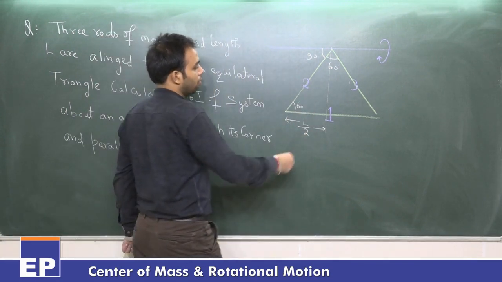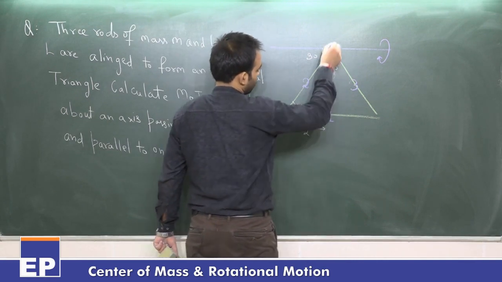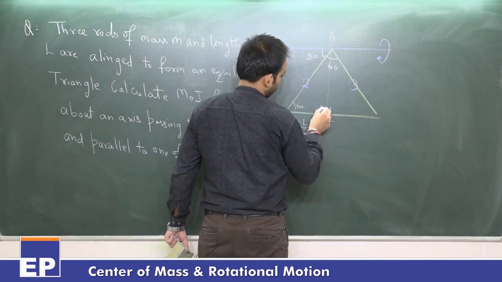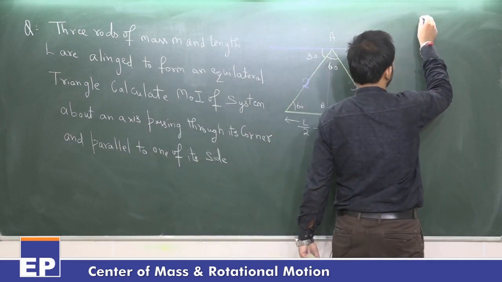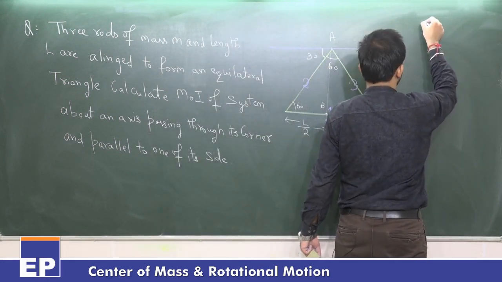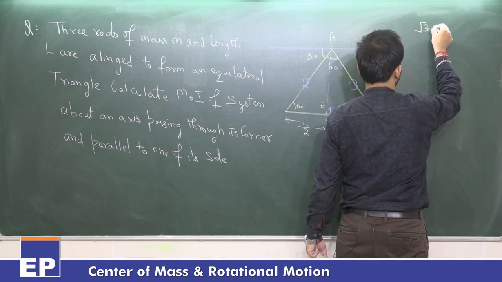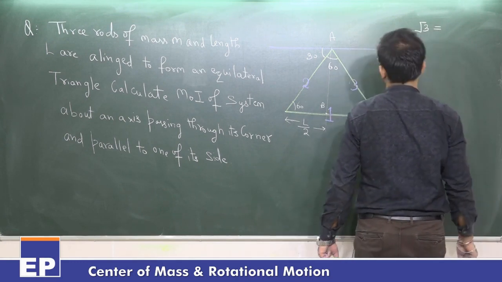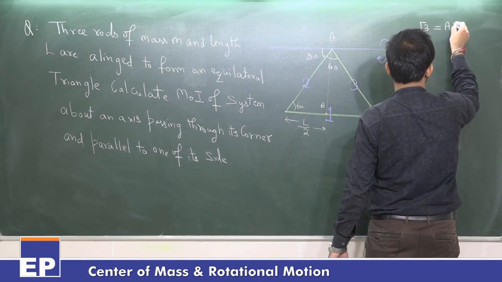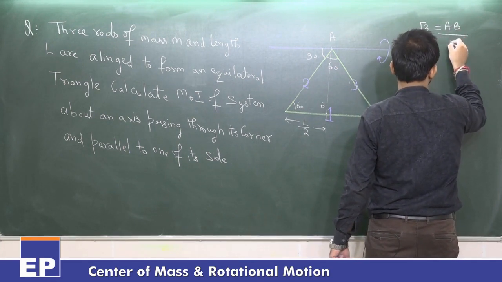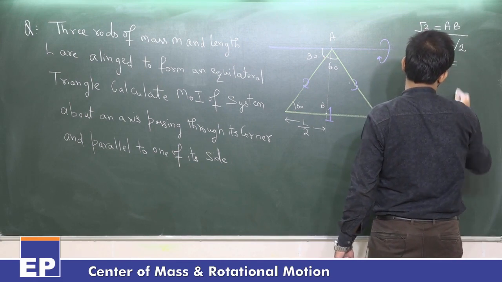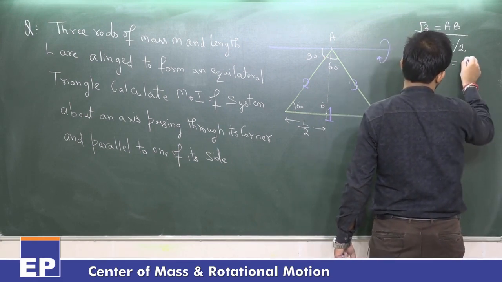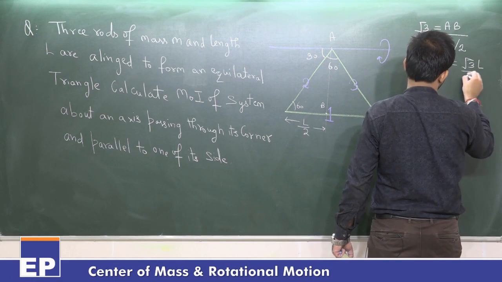अगर मैं इस पॉइंट को A ले लूं, इस पॉइंट को B ले लूं, तो sin 60 is AB divided by L by 2. Sin 60 is what? That is root 3 by 2. Sin 60 is this, that is AB by L by 2. So what is AB? That is root 3 L by 2.